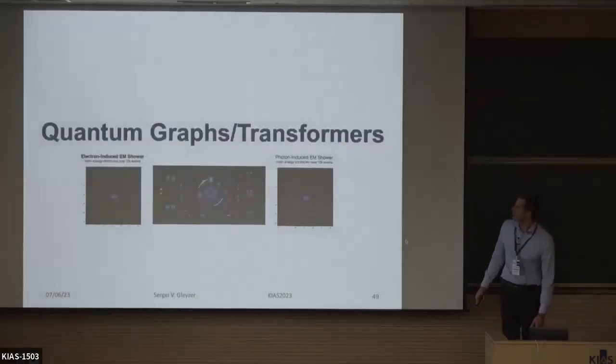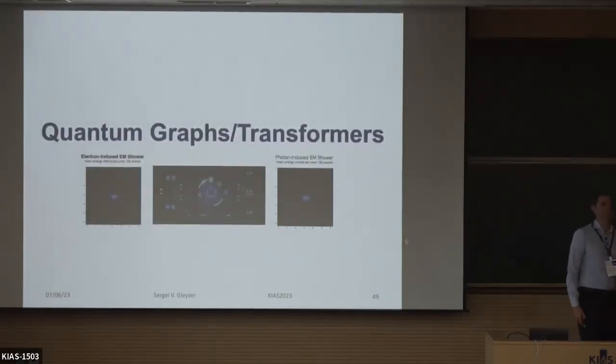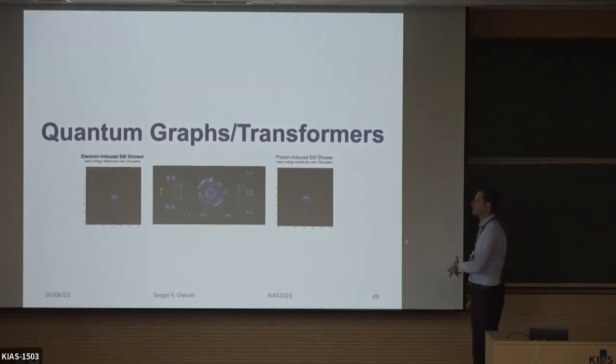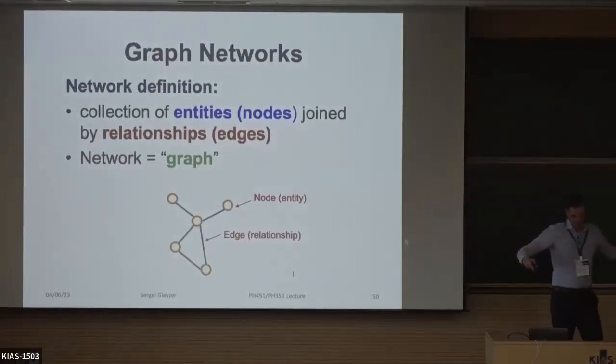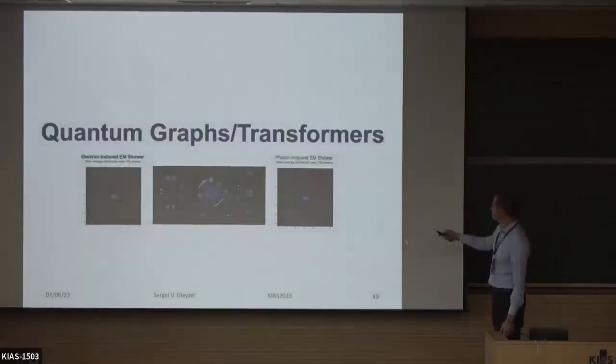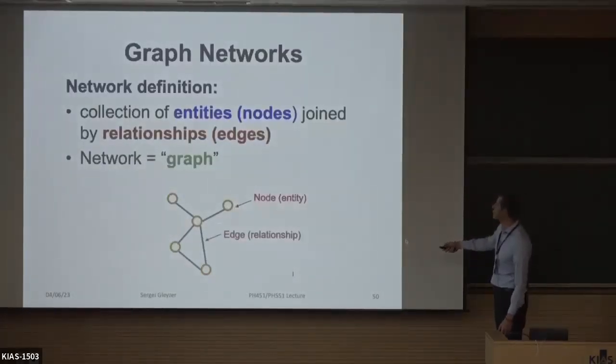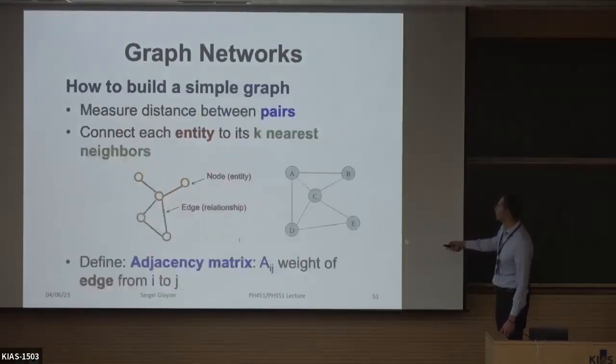So let's talk a little bit about quantum graphs and quantum transformers, which are also some of the newer architectures, both in machine learning, but also certainly in quantum machine learning. And graphs, the definition of a graph: it's a network of edges and nodes, with relationships between the nodes, and you can express many things on a network as a graph.